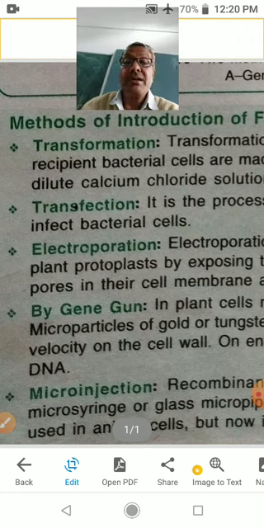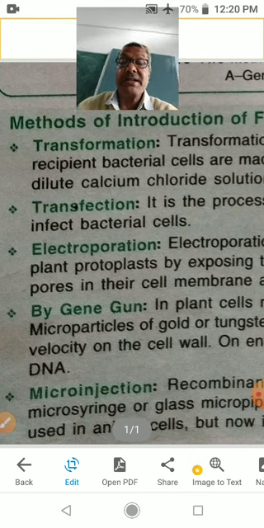Second method is transfection. In this process, recombinant DNA is introduced in the host cell by phage particles which infect bacterial cell.